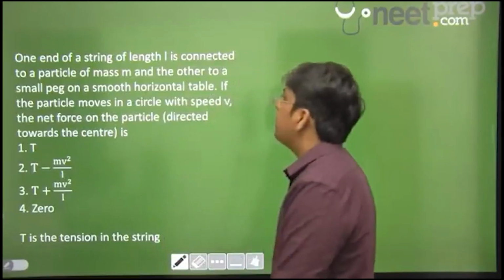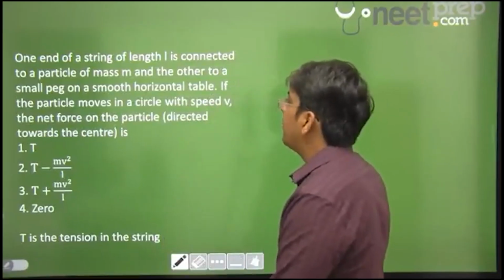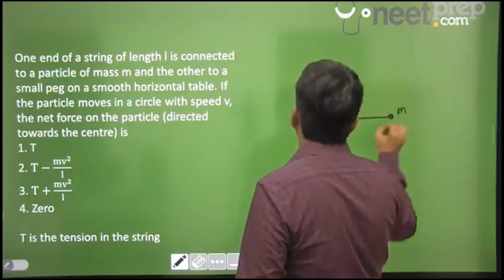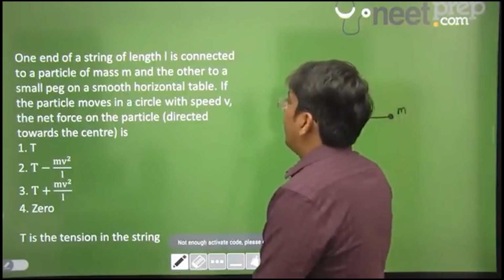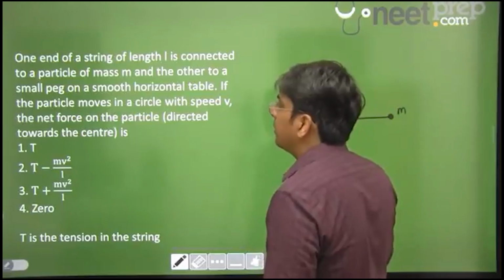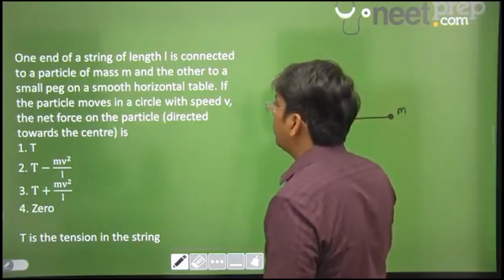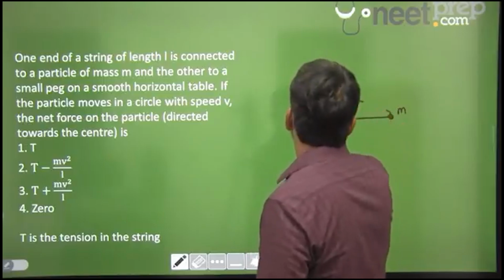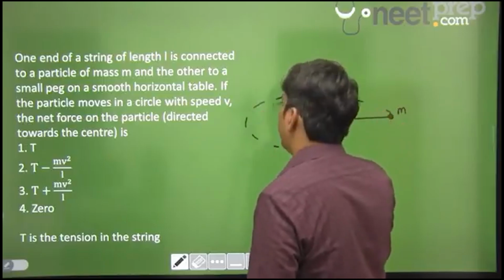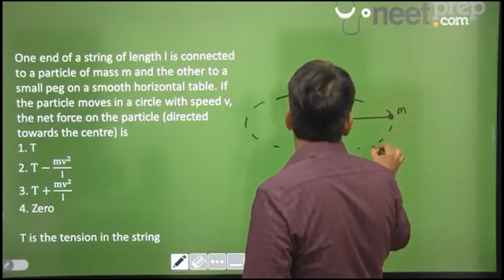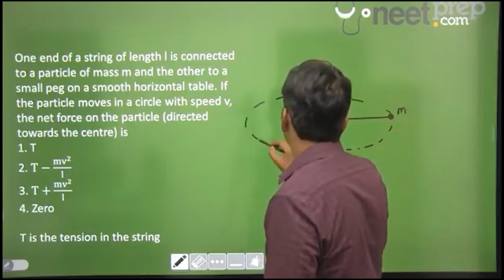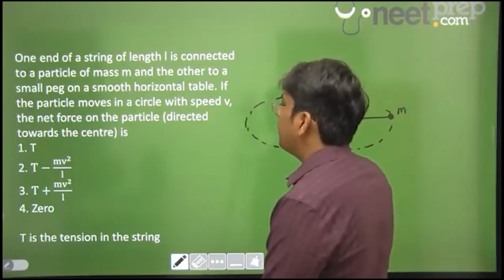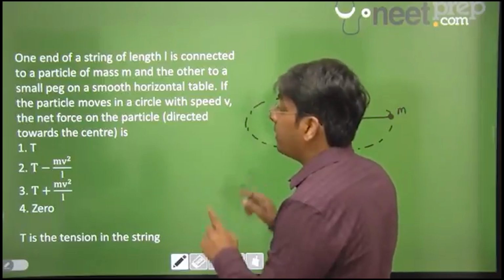One end of a string of length L is connected to a particle of mass m and the other to a small peg on a smooth horizontal table. If the particle moves in a circle with speed v, the net force on the particle directed towards the center is what?